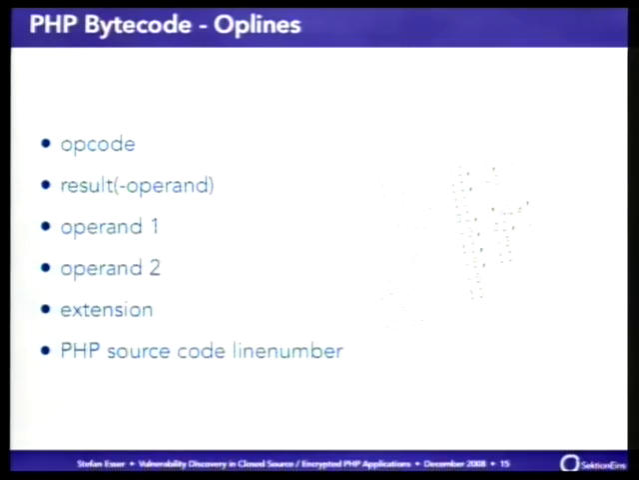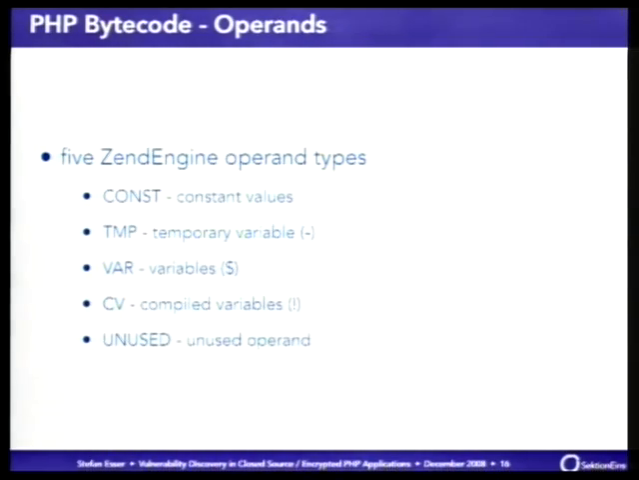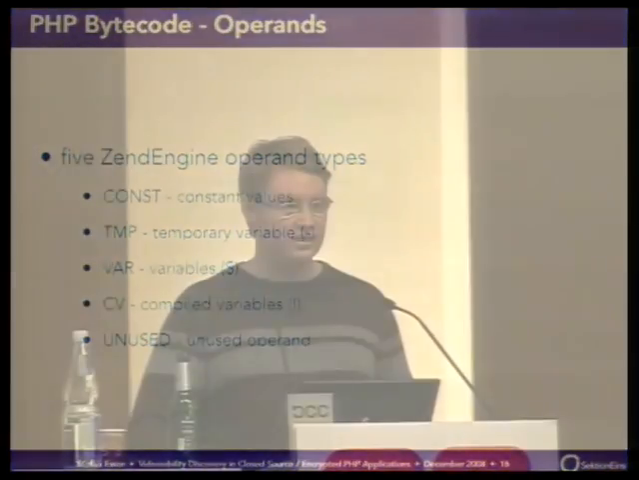So something about the operands. In PHP, which is very important, there are 5 different operand types. First there's the const operand type, which is for constant values, like never changing things in the source code, like a defined string, a defined number, or a defined array. So these cannot change. So if you see them somewhere in the bytecode, you know that this cannot be user input because it's always a constant.